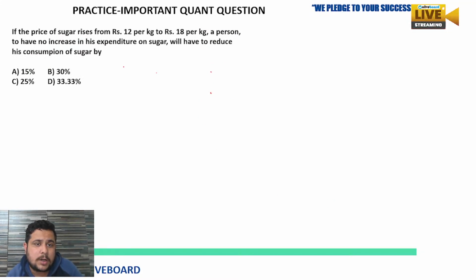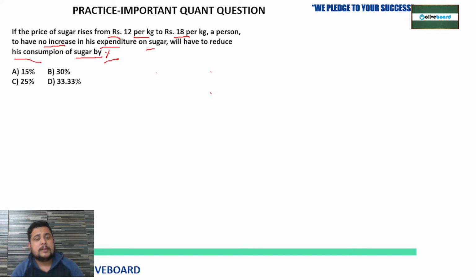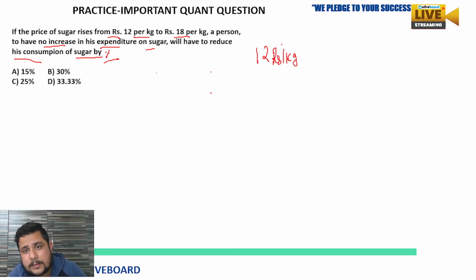If the price of sugar rises from rupees 12 per kg to rupees 18 per kg, a person to have no increase in his expenditure on sugar will have to reduce his consumption of sugar by what percent? Tell me the answer of this. So, in this question, what is given if the price of sugar rises from 12 per kg? So, earlier at the start, the price was 12 rupees per kg. Okay. And after a sudden rise in the price of sugar, it becomes 18 rupees per kg.